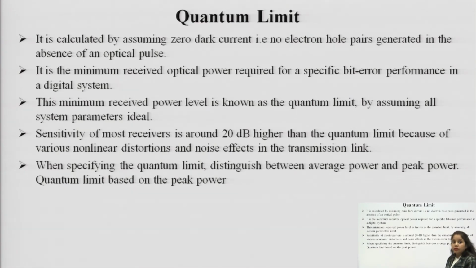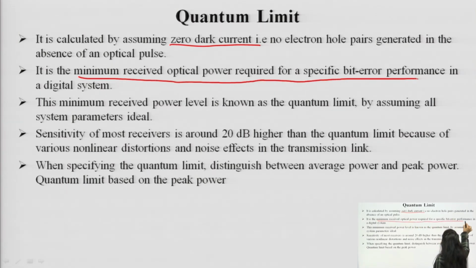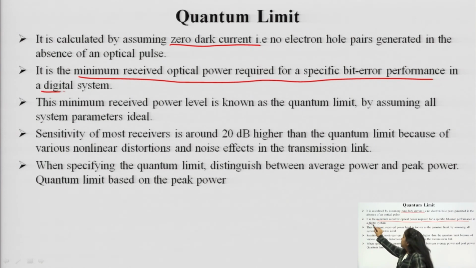Again I am repeating, what is the dark current? When no optical signal is incident on the photodetector and we still get an electrical signal, that signal is called the dark current. But for the quantum limit calculation, we assume the zero dark current condition. It is the minimum received optical power required for a specific bit error performance in a digital system. So, we can easily say that it is related to our sensitivity.